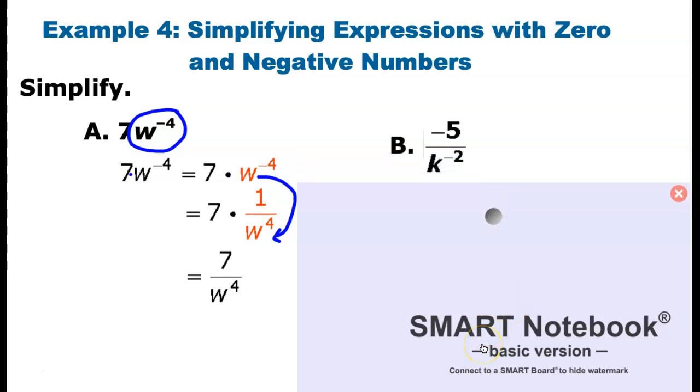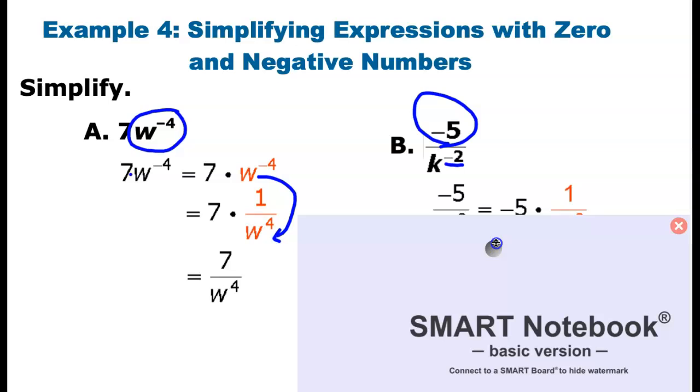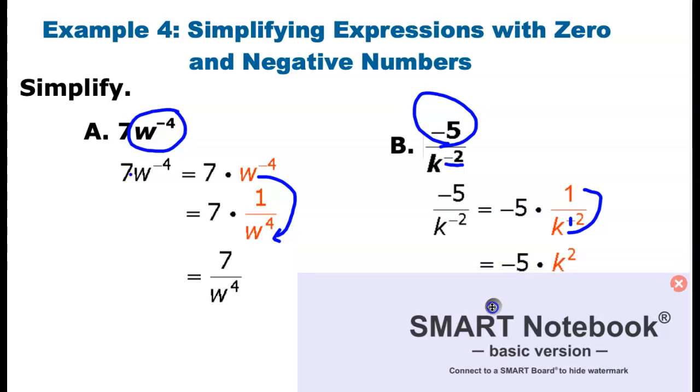This one's a little bit trickier because the negative exponent is in the denominator. This negative exponent has nothing at all to do with the negative 5, so that just stays as it is. So I'm going to do negative 5 times this fraction. I move the k up to the top and make my exponent positive. So my final answer is negative 5k to the second.